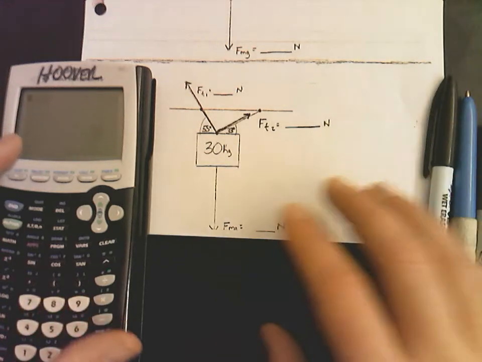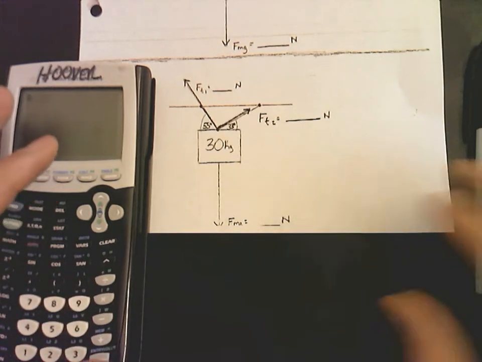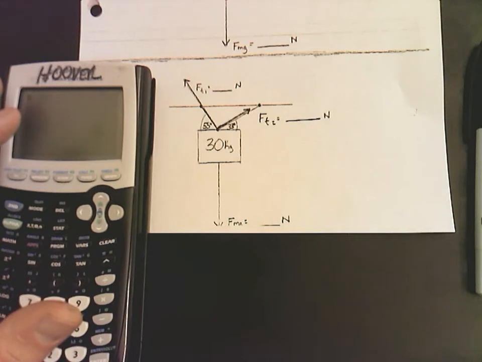Okay, we got our review for Q19. Working on the last problem here, which is the block held at two different angles. And what we're interested in doing is finding the two tensions of the cables that are holding up the block.